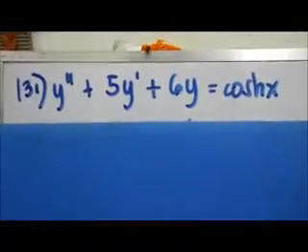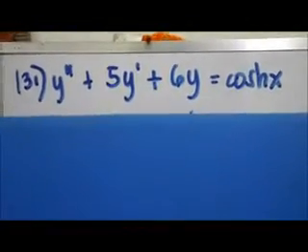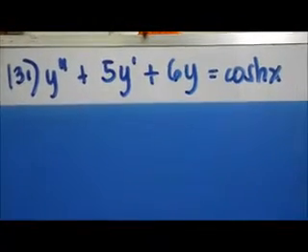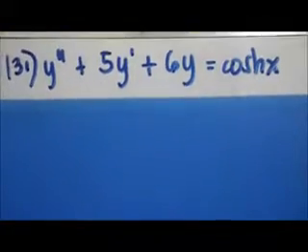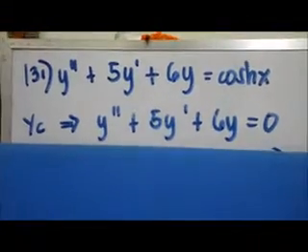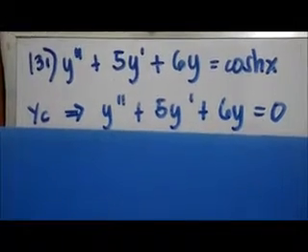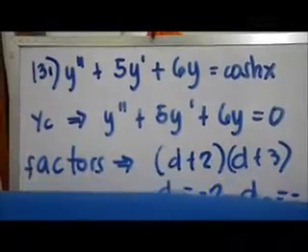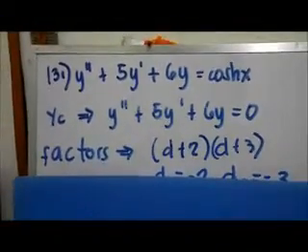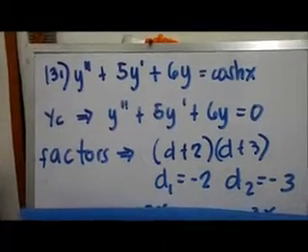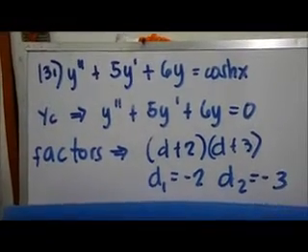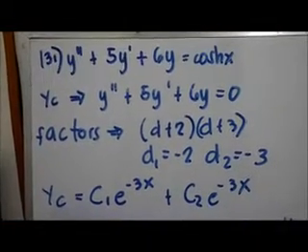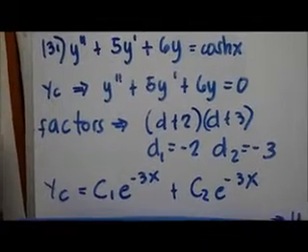Our second given equation is number 13 on page 106. So, y double prime plus 5y prime plus 6y is equal to cos x. So, by finding yc, we need to solve y double prime plus 5y prime plus 6y equals 0. So, factoring it out, D plus 2 times D plus 3, where D sub 1 is equal to negative 2 and D sub 2 is equal to negative 3. Thus, yc is c1 e to negative 3x plus c2 e to negative 2x.